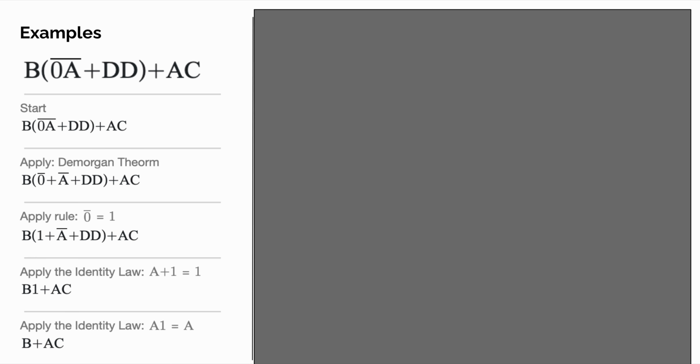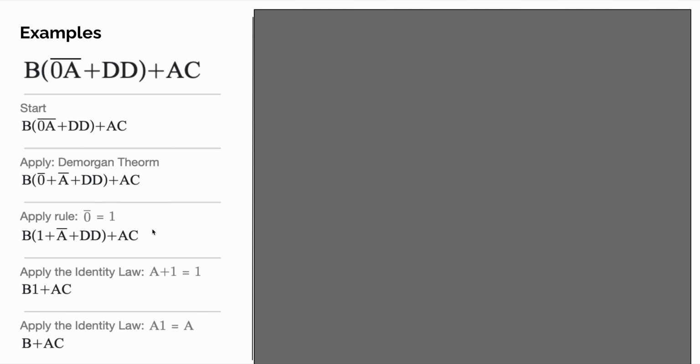This is the first example here: B and not (0 and A), or D and D, or AC. So let's begin. Applying De Morgan's theorem, we know that not (0 and A) is the same as not 0 or not A. We can apply that rule where not 0 is just equal to 1, so we're going to turn that into 1 in our next expression here.